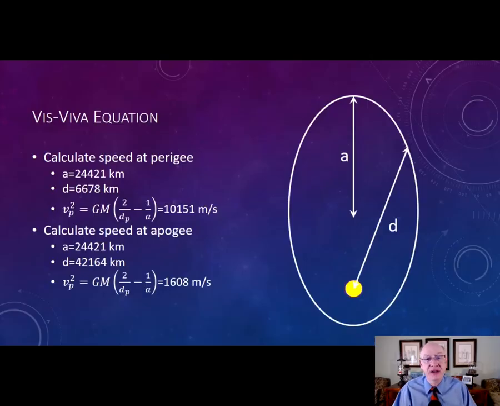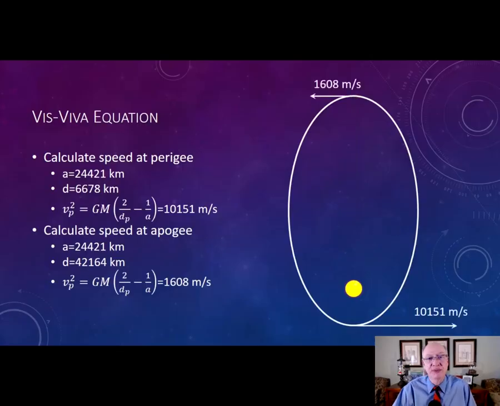Up here at the top of the orbit, how fast am I moving? Well, now at the top of the orbit, my semi-major axis is 24,421 kilometers. My distance from the Earth is 42,164. That's the altitude of geostationary orbit. And now I plug it into the vis-viva equation. It's GM times 2 over the perigee, sorry, in this case I should have changed that. That's the apogee distance, minus 1 over a, and the speed up here is 1,608 meters per second.